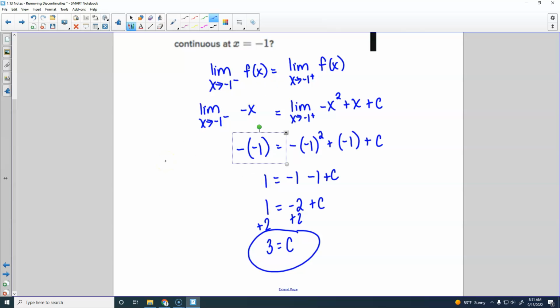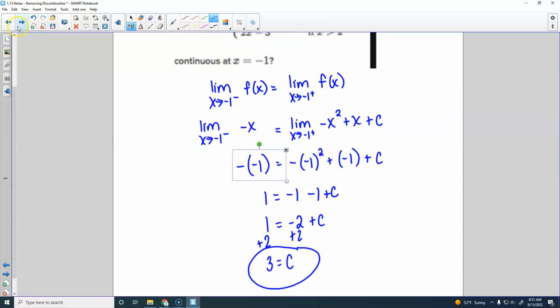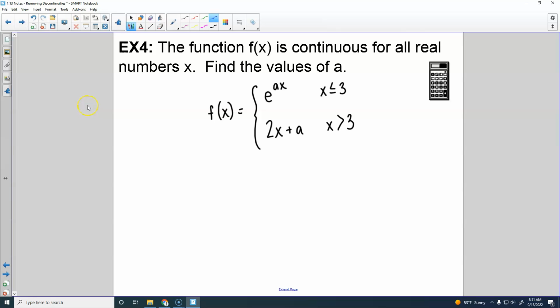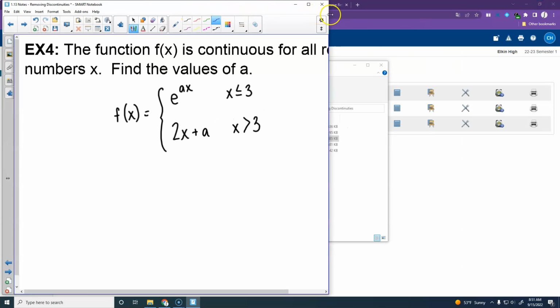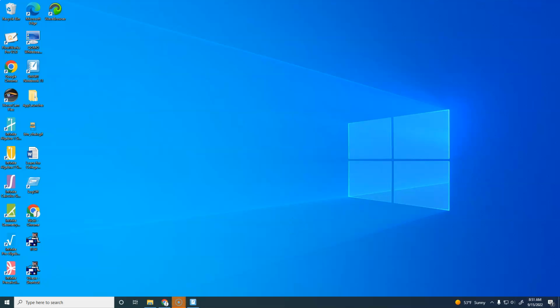Okay, questions here? Okay, this one is calculator active. So grab your calculators, because I think I need to teach you a new trick on these things.